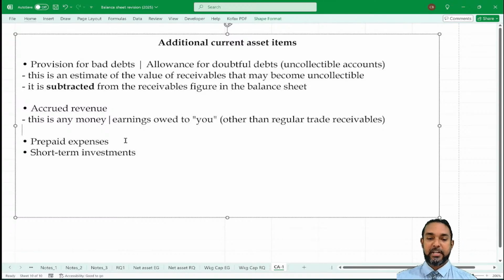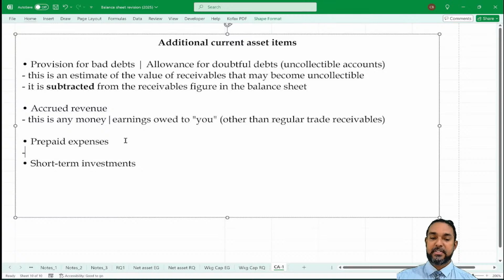All right, prepaid expense. Okay, when something is prepaid, what does that mean? It's paid in advance, right? So this is where we pay for some expense in advance of it being incurred, right?